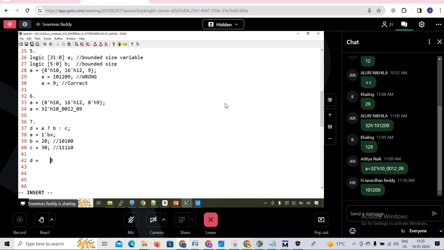What is the first bit value in C? 1. What is the first value in B? 0. Are they matching? No. There is a conflict, right? So in one case, it could take 0. In one case, it could take 1. So the value can be either 0 or 1. So our output will become what? X. Because you don't know for sure whether it is 0 or 1, it will come as X.